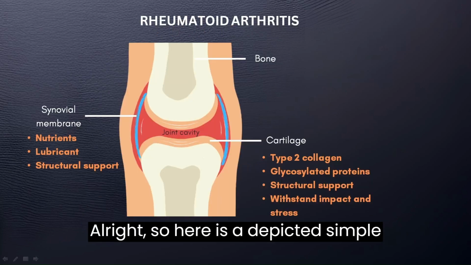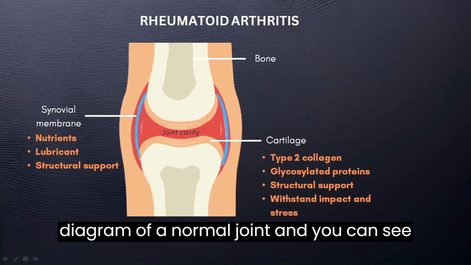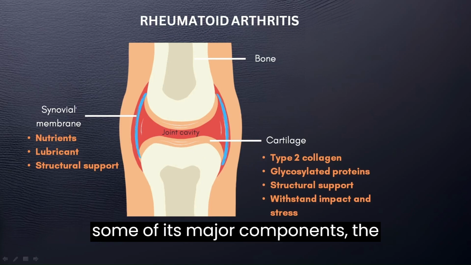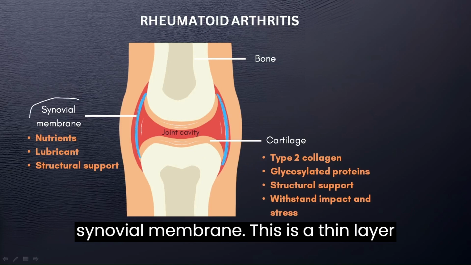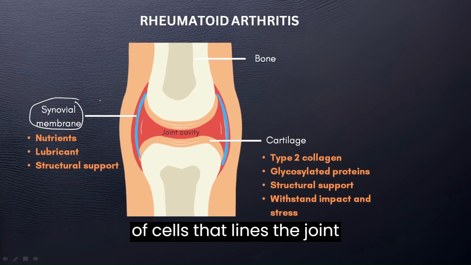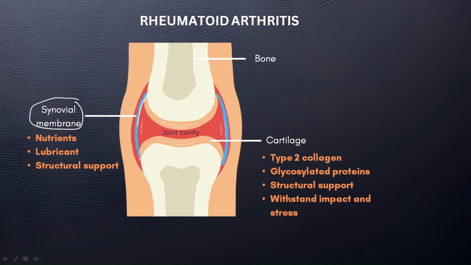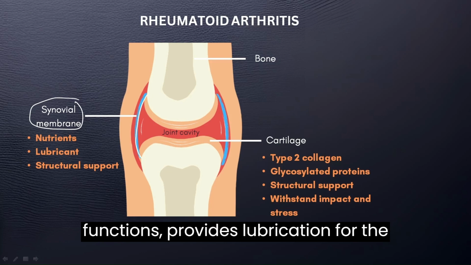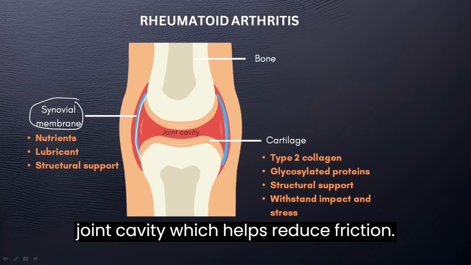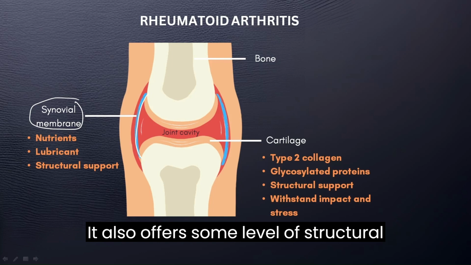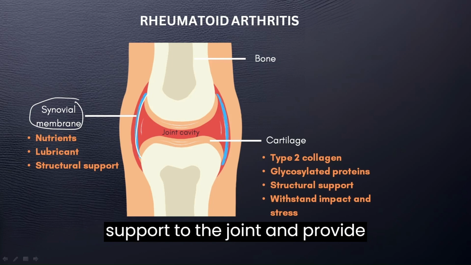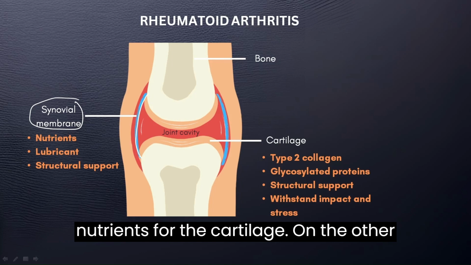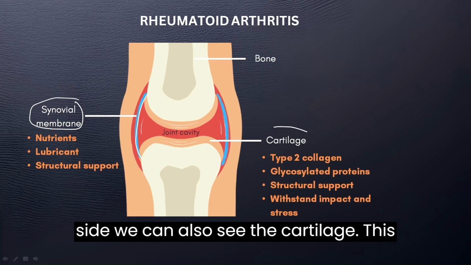All right, so here is a simple diagram of a normal joint, and you can see some of its major components, the synovial membrane. This is a thin layer of cells that lines the joint capsule. It offers several important functions: it provides lubrication for the joint cavity, which helps reduce friction. It also offers some level of structural support to the joint and provides nutrients for the cartilage. On the other side, we can also see the cartilage.